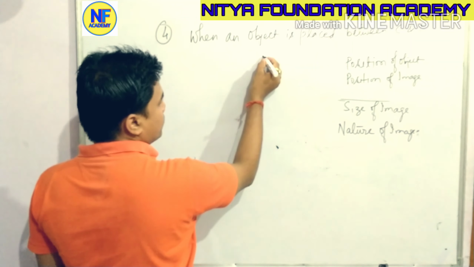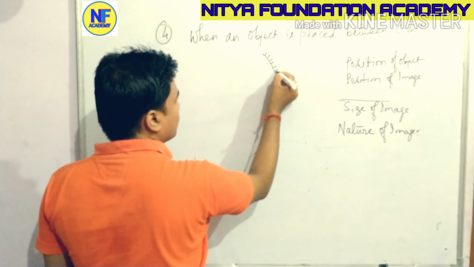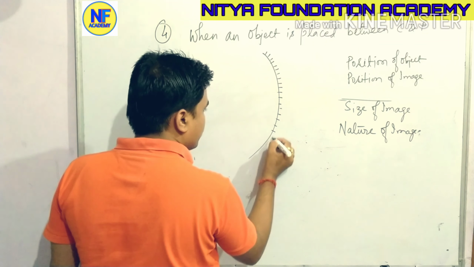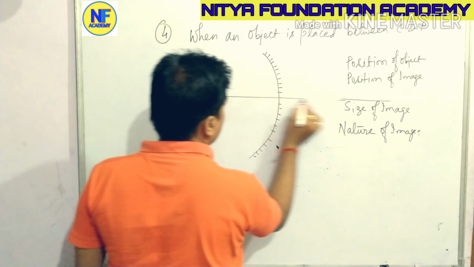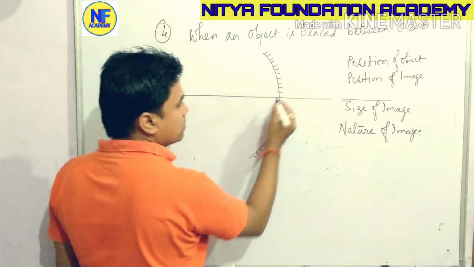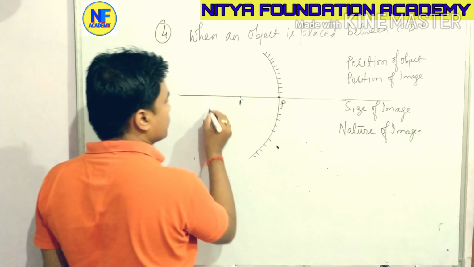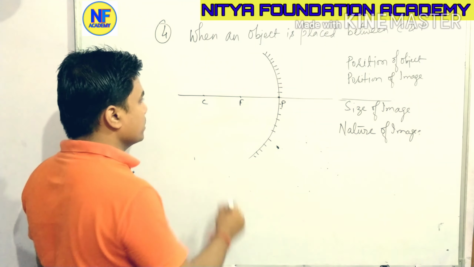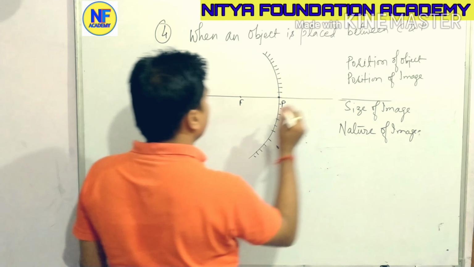First of all we have to make a concave mirror. The concave mirror should be polished, so it should be shown. Then after we will make a principal axis. You know, this point we call a pole, this point we call a focus, and this point we call a center of curvature. So students, what is the question? The question is, when an object is placed between C and F.